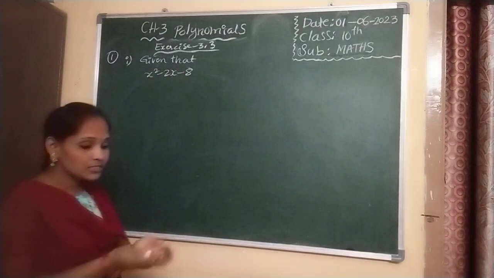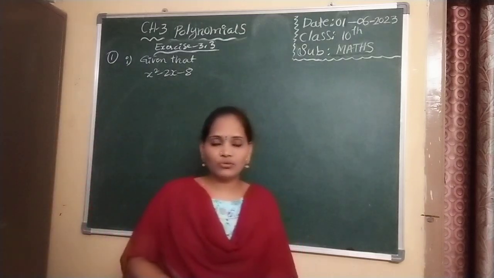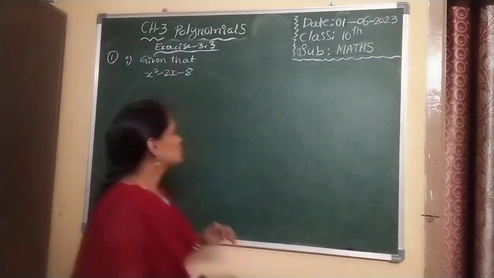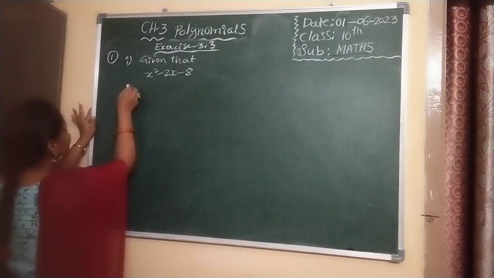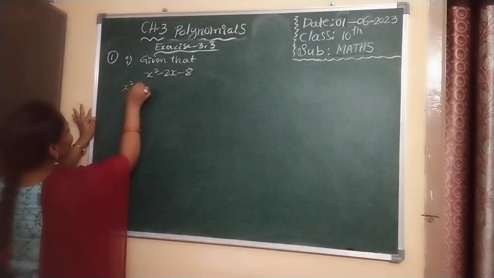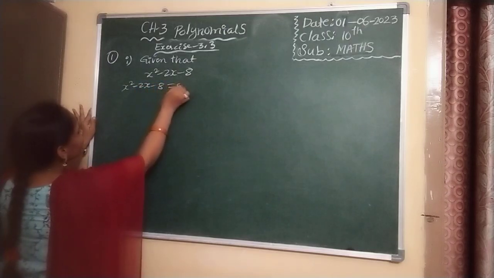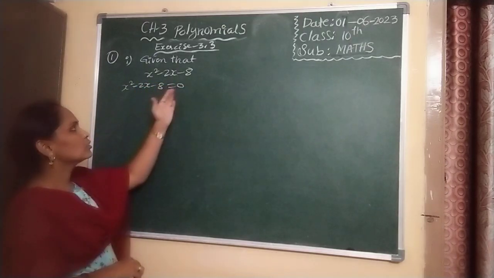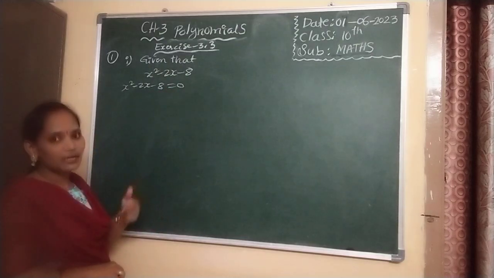How to find the zeros? To get the zeros, we should equate the given polynomial to 0, right? That is what I am doing now. x square minus 2x minus 8 is equal to 0. This is the given quadratic polynomial, and I equated it to 0. Why? Because we want to get the zeros.